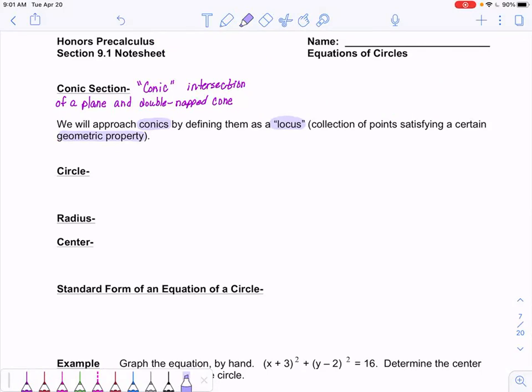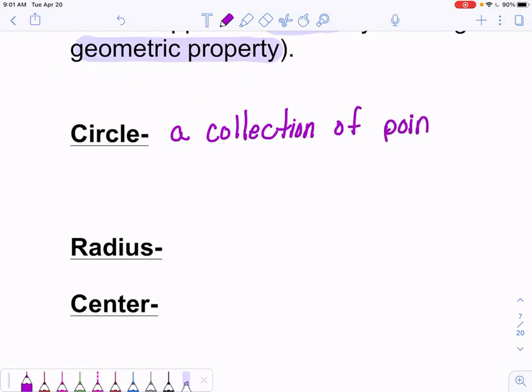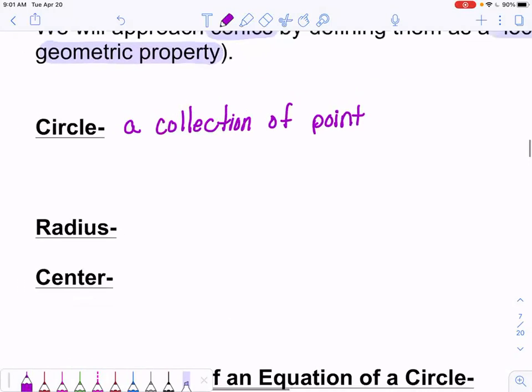So that means I have all of these points that are connecting together to make a specific geometrical figure. So a circle is the one we'll look at and define. A circle is a collection of points. That group of words is called a locus. I'm not going to use that word, but that group of words, a collection of points, is called a locus in geometry.